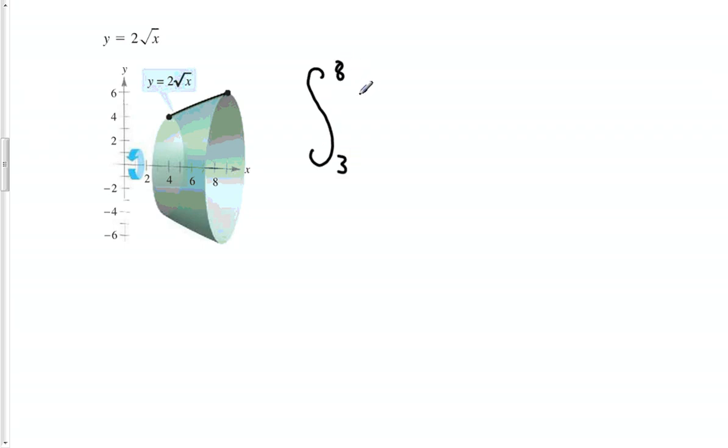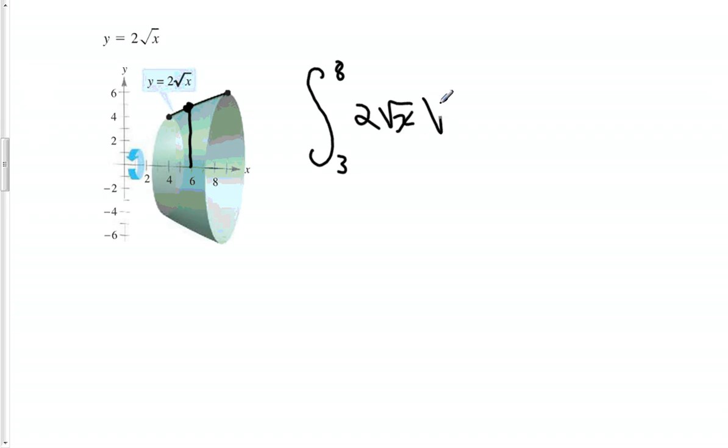And then the first thing we'll have is the r of x. Well, the r of x is the distance from the axis of revolution all the way up to the function in this case. And that distance is just the functional value, the y value of that point right there, which is 2 times the square root of whatever the x value is. So the y value of that point is going to be my r of x, and that's 2 square roots of x.